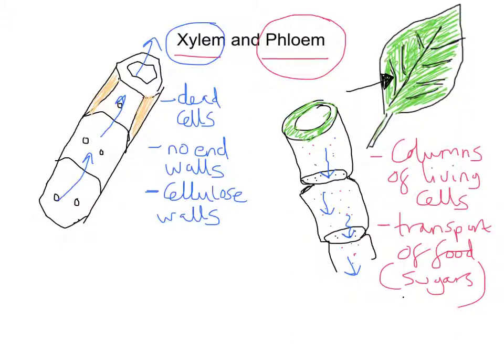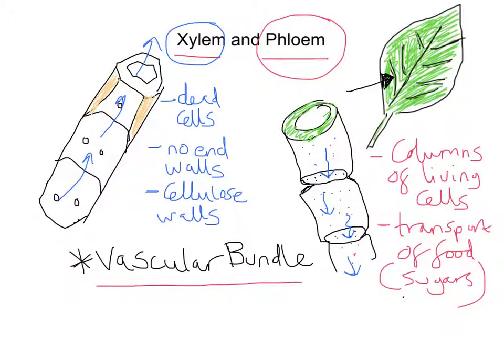Now structurally, that is the key difference between the xylem and the phloem. Now in a leaf, if you were to look at it in cross section, you find that they actually run side by side with one another. And they're referred to collectively as the vascular bundle. Vascular means almost like veins, because they are almost like a vein network, transporting substances around this organism.